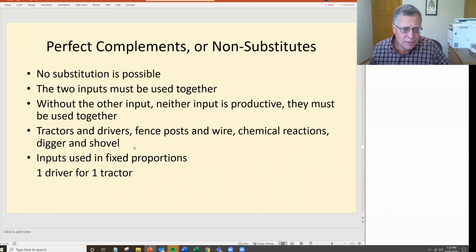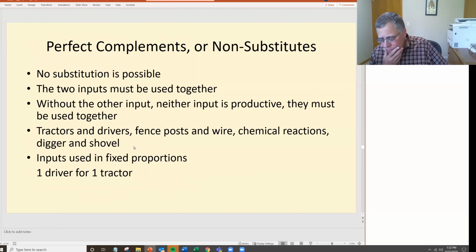The last one is the imperfect complements, where there is no substitution. The two inputs must be used together. Without the other input, neither input is productive. They must come together, tractors and drivers. If you're trying to till the field, it doesn't help if you only have one tractor and 10 drivers. You can't get any more tilled. Fence posts and wire. I mean, tractors and drivers is an easy example, but maybe shovels and people to dig with them and stuff like that.